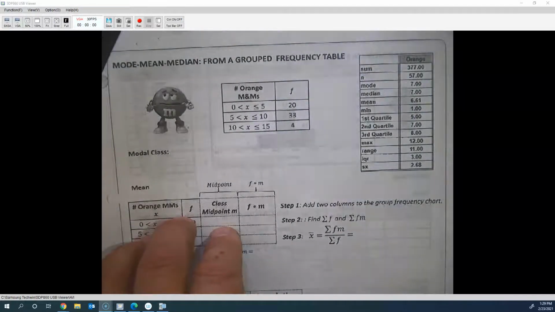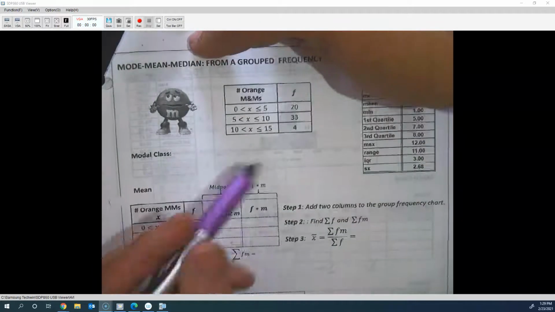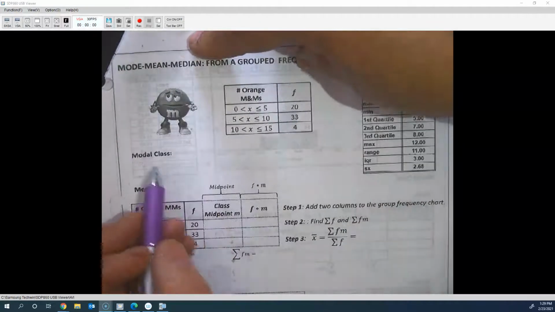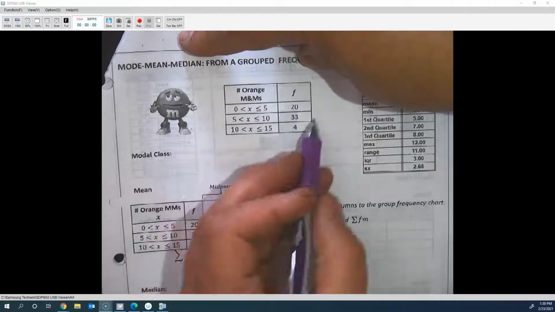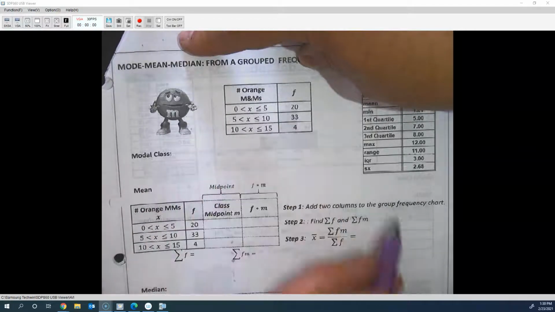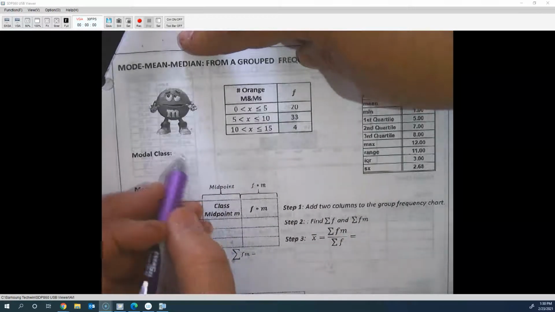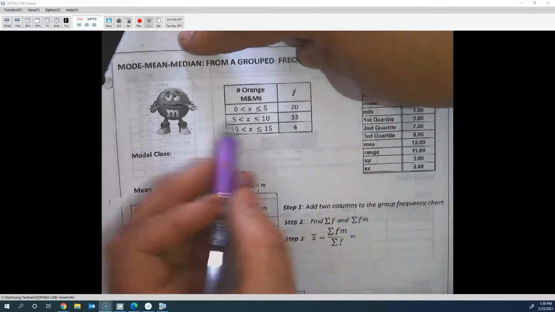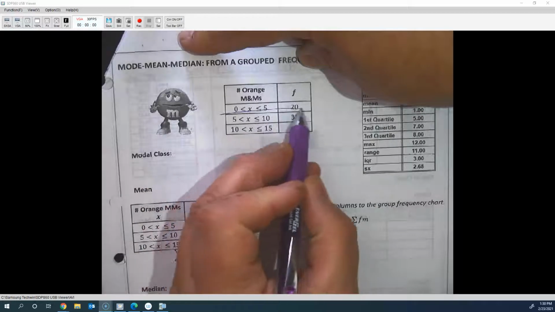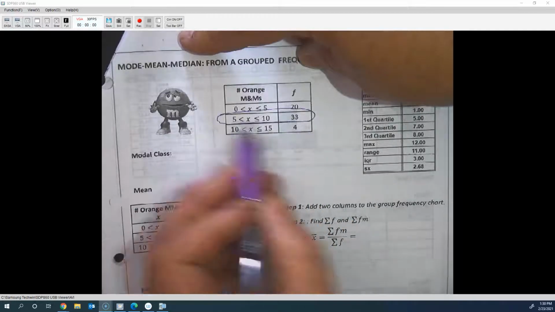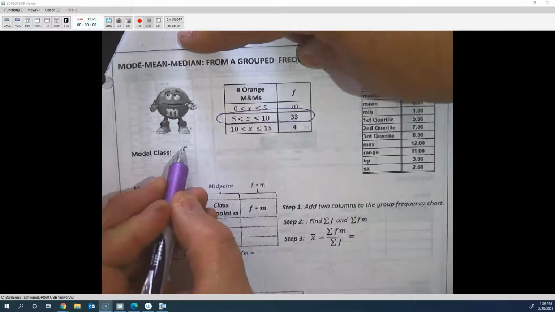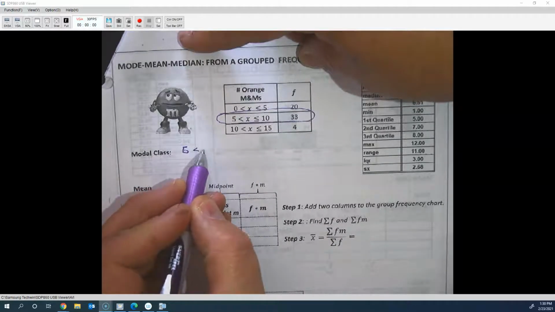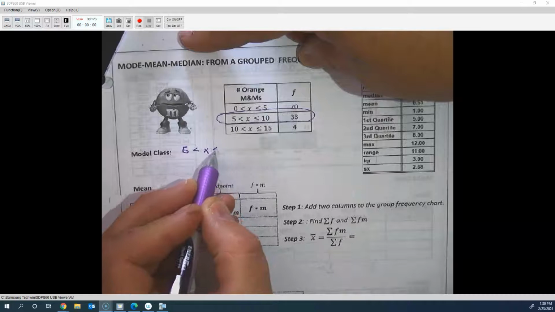So when you have a grouped frequency table, the modal class is simply the interval that has the biggest frequency. So you're going to look for the class with the largest frequency, which in this case is this class that has 33 items in it. So my modal class is that interval.